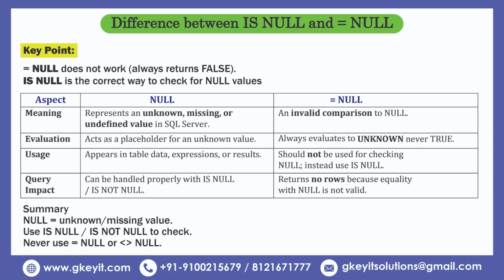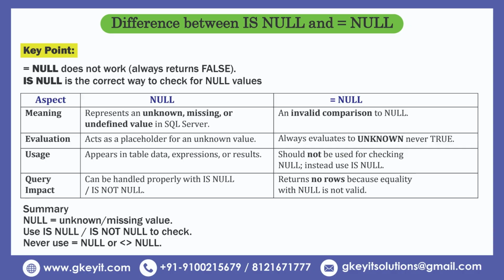And coming to the second point, the difference between is null and equal to null. We have discussed is null in the previous slide. Now we are going to see the key difference between is null and equal to null. Equal to null doesn't work, it always returns false, whereas is null is the correct way to check for null values.